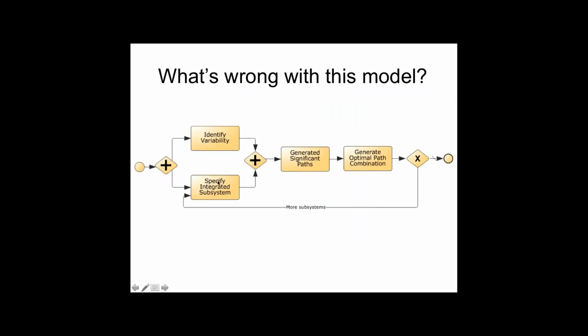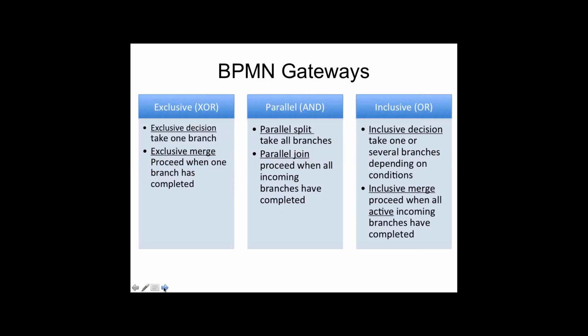So there are certain rules which we will discuss when it comes to which node has to be used in what scenario, right? So you'll come to know once we talk about those rules. But as of now, these are different types of gateways. Be very clear. That's divergent. Exclusive decision, take one branch. Exclusive merge, proceed when one branch has completed.